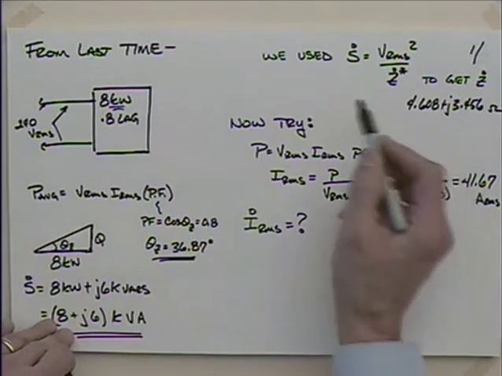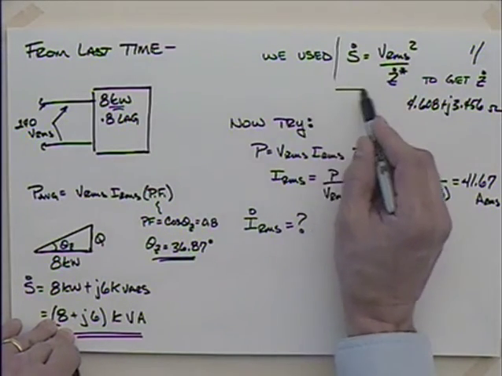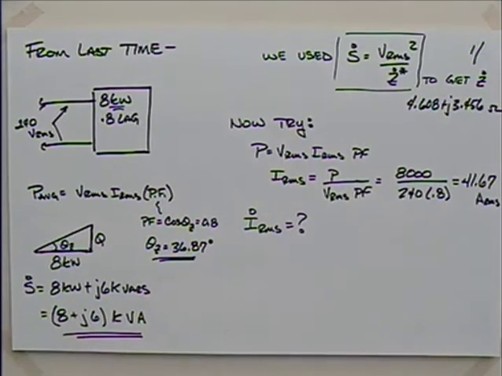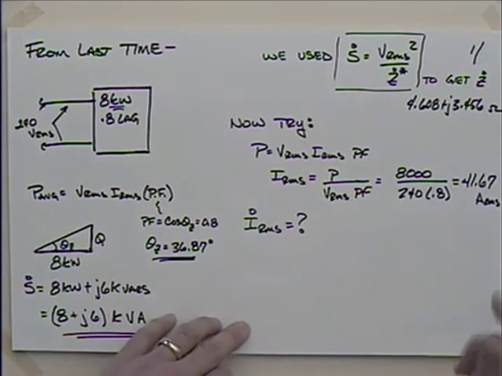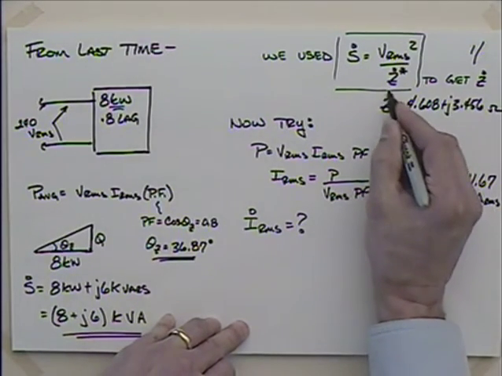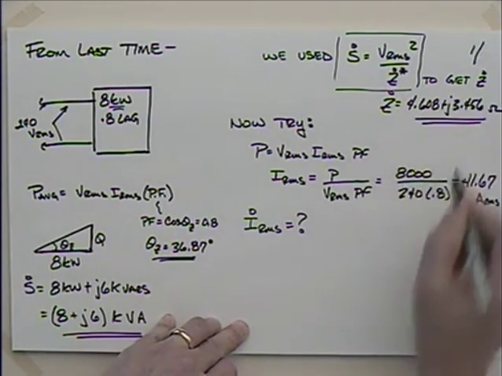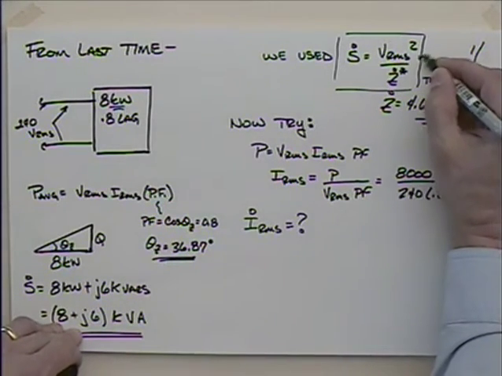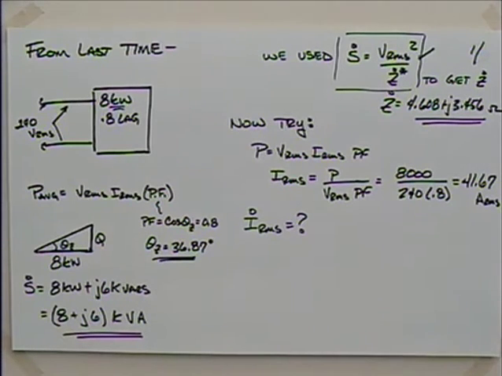Then we spent a little time deriving this equation here, or proving this equation, and used that to come up with the impedance. We wanted to find out what the impedance of this thing was, and we used that equation to get that. And that's about where we stopped last time, and I said, well, there's another way to do it. It may not be completely as obvious, but if you don't remember this equation or you're uncomfortable using it, it's another way of doing it.